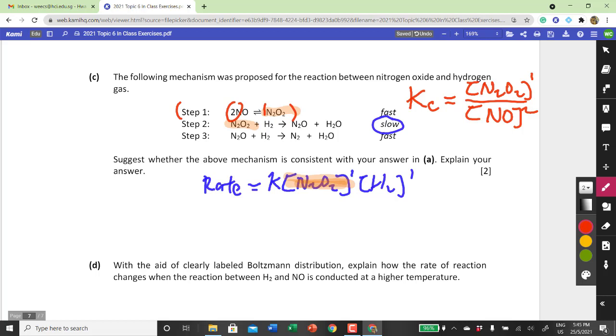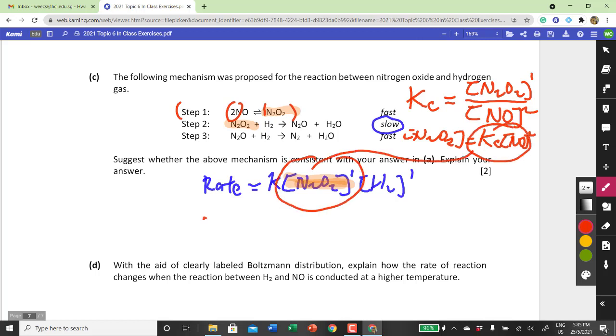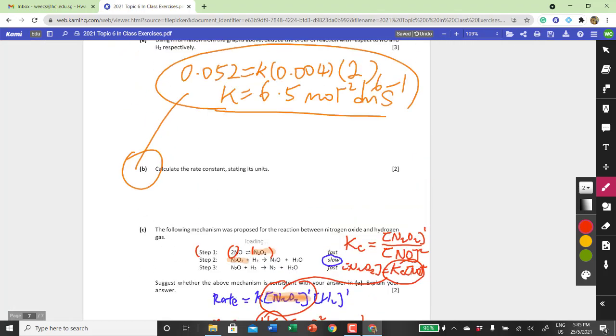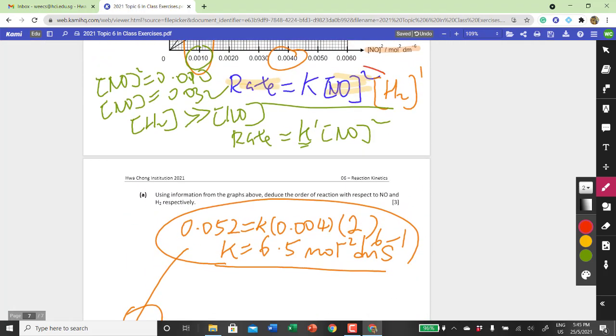We rearrange this, and we get N2O2 equals Kc NO to the power of 2. And then we're going to substitute this whole thing into here. Once we substitute, we get rate equals K Kc NO squared H to the power of 1. Of course, this whole chunk can be represented by an experimental rate constant, and this is obviously consistent with our rate law. So it's consistent with our rate law.